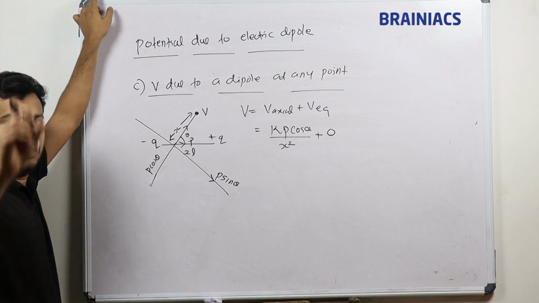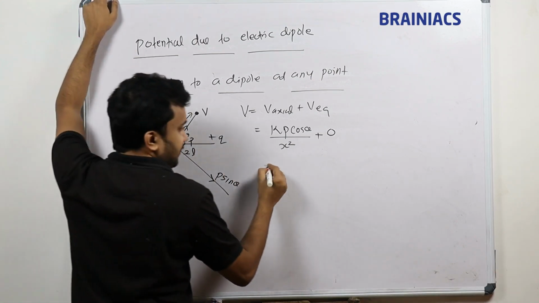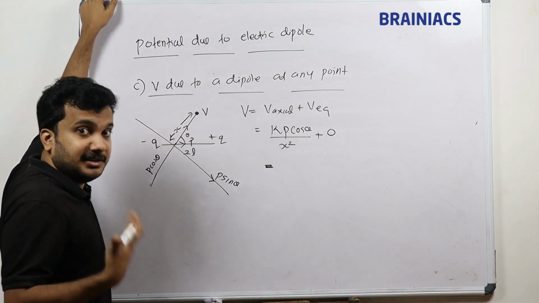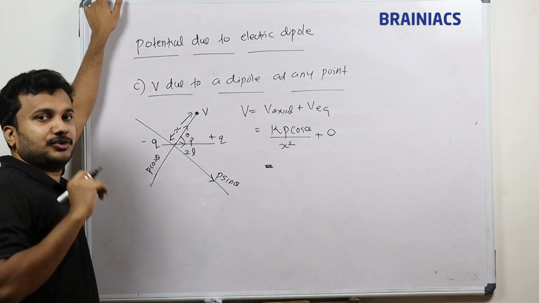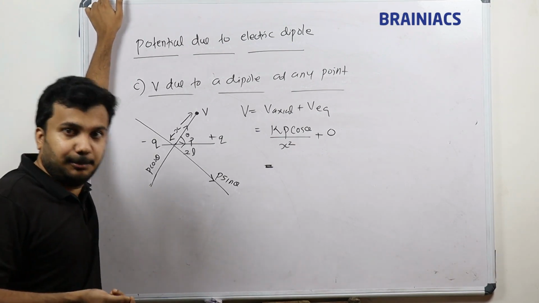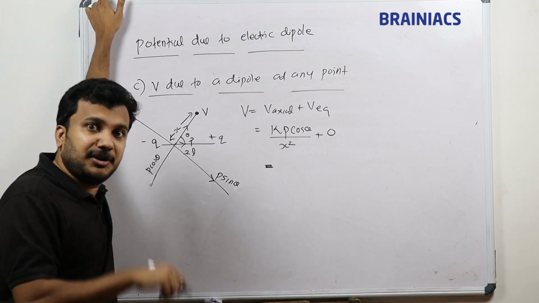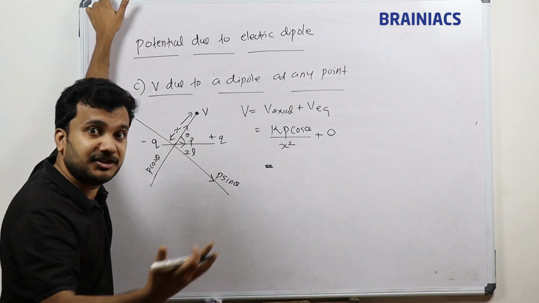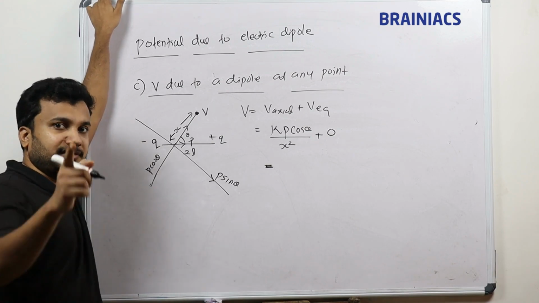0. Equatorial is not giving any potential because the equatorial plane is an equipotential surface. You are not supposed to confuse these terms: equipotential surface and equatorial plane. Equatorial means perpendicular. The plane perpendicular to the dipole is an equipotential surface. It is a true statement. There is a chance this question is asked in your entrance examination.